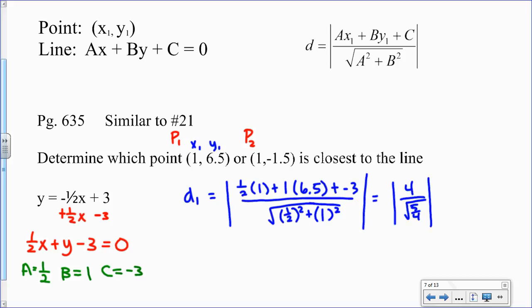We're trying to see which one's closest, so we can just get an approximation. You can go ahead and divide, but I would wait to divide until the end. Don't round until the end. So if I just rounded to 2 decimal places, I get 3.58.